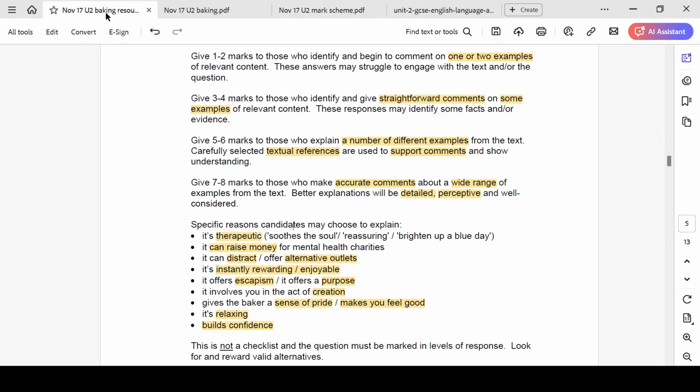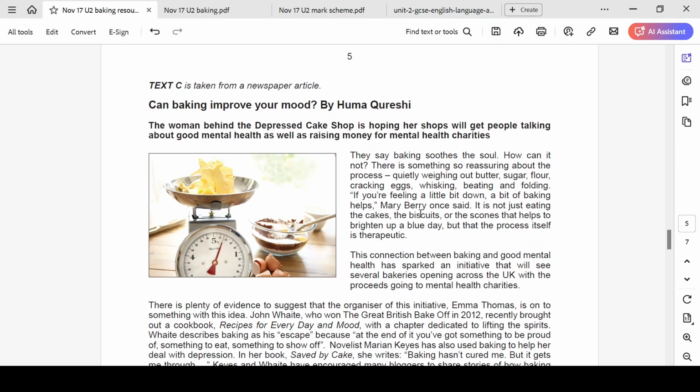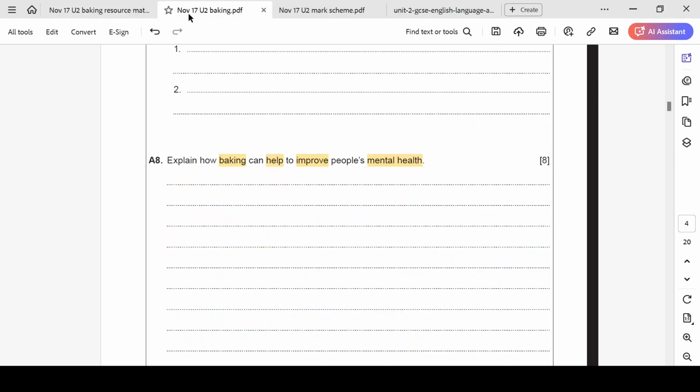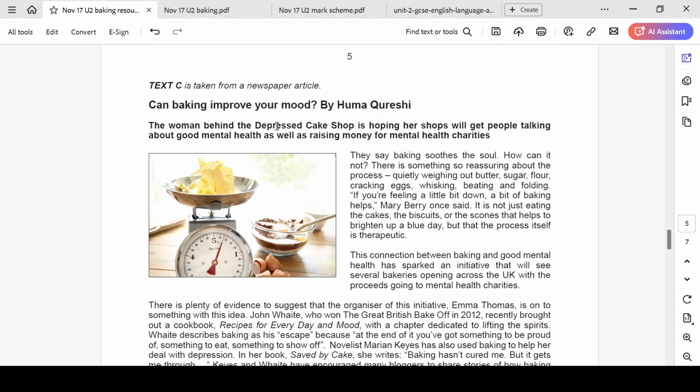So if I go back to the text, I'm not going to go through the whole resource because it'll take ages. But if we start at the beginning, bearing in mind that I've remembered that it's how baking can improve mental health. So I'm looking for anything that might be connected to that, and I'll highlight that again with my highlighter on the exam paper, on the glossy booklet. The woman behind the Depressed Cake Shop is hoping her shops will get people talking about good mental health, as well as raising money for mental health charities.